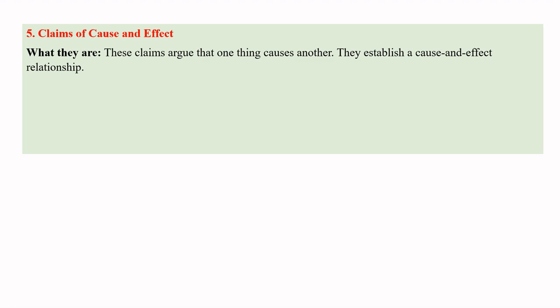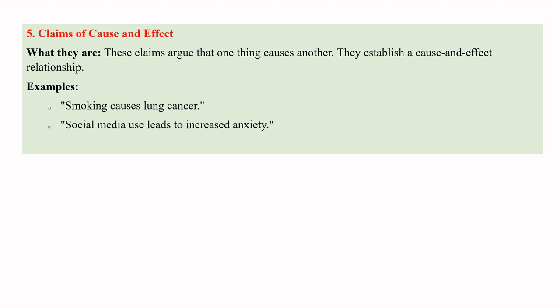Number 5. Claims of cause and effect. These claims argue that one thing causes another. They establish a cause and effect relationship. Examples: Smoking causes lung cancer. Social media use leads to increased anxiety. Lack of sleep affects academic performance.